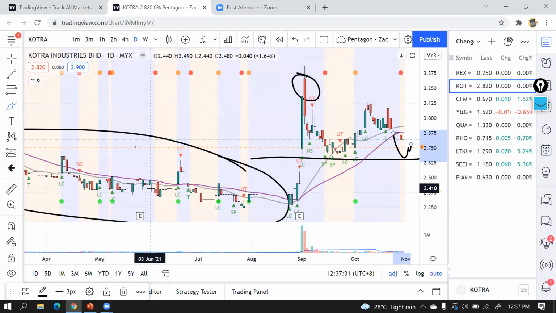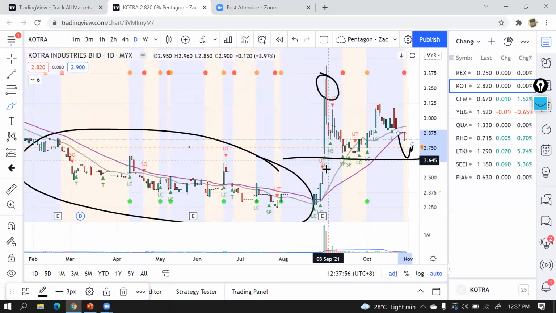For me, I will always look for 7, 8, 9 counters to monitor. So which one comes first at a good price, I enter that one, or whichever formation is nicer. If I miss it, we'll look for the others. So for Kotra, I'm looking somewhere around the low of the gap over here, maybe 2.7 something, hopefully we'll see more signs of strength.